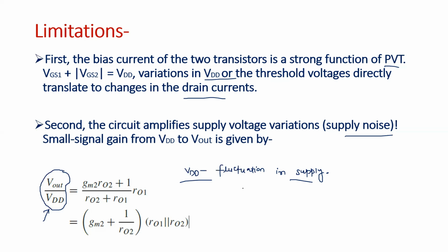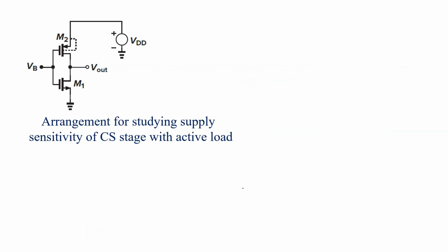If I'm using M2 as an active load, we have the advantage that we get more gain. The gm2 term is the added term in the gain, but there is an unnecessary effect of supply noise, and the unwanted gain occurs. This is the figure I have taken for the supply noise. Suppose the gates are connected to some bias voltage so that M2 and M1 are in saturation. In that case, this supply noise is going to affect your output. If there is fluctuation in supply, it directly translates to your output. Overall, this gives you the unwanted gain, which is the output divided by this VDD fluctuation, as I mentioned in the previous slide.